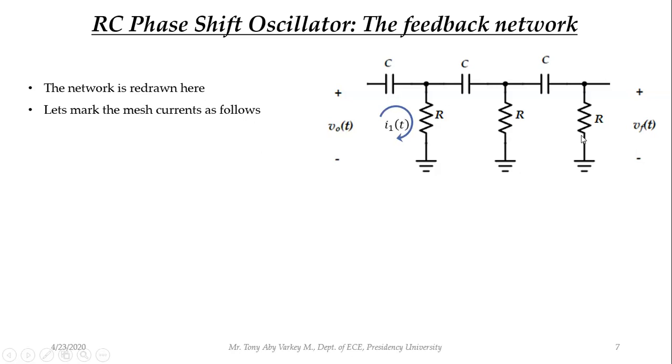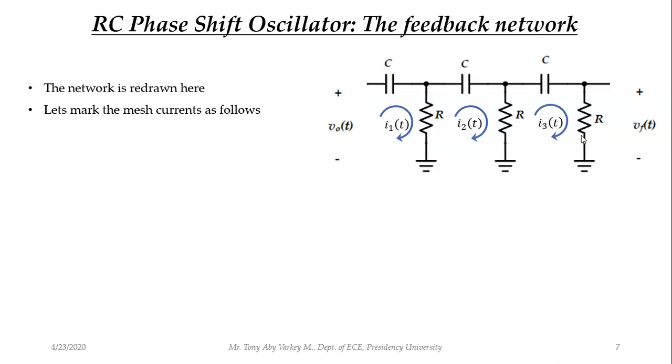First mesh, I'm marking as mesh current I1 of t. Second mesh current, I'm marking as I2 of t. Third mesh, I'm marking as I3 of t. Please note, I am using mesh analysis here. You can use nodal analysis if you want. If you have any doubts on how to use nodal analysis, you can ask me. I will be putting up a video on that also.